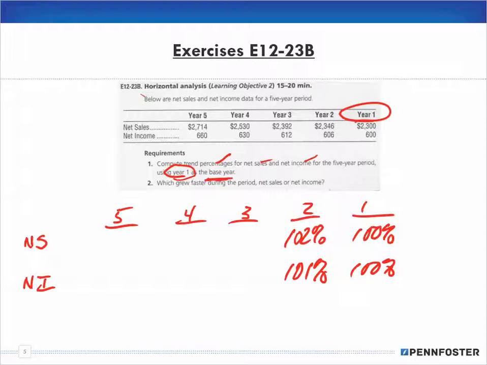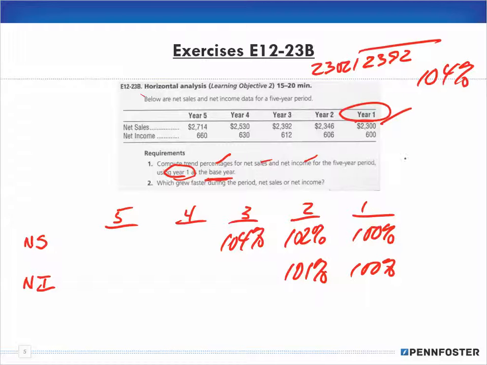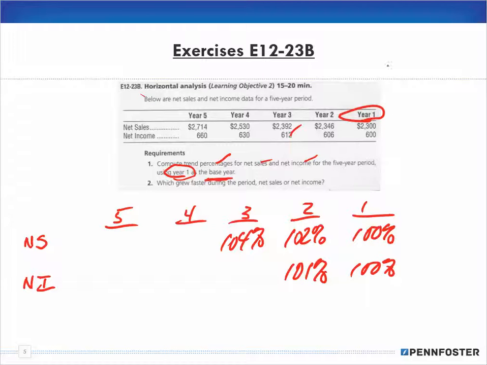Right now, for year 3, divided by 2,300. All right, this is all just number crunching. I'm going to take 2,392 and divide it by the 2,300 from year 1, right? And that gives me a percentage of 104%. And remember, year 1 is our base year. If I take the 612 and divide it by 600, that gives me 102%.